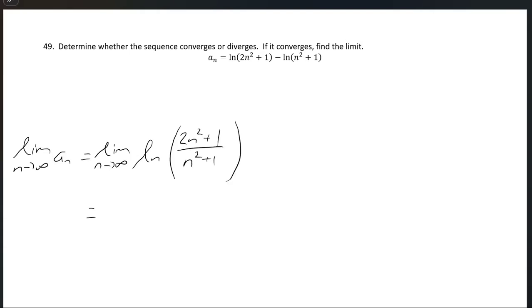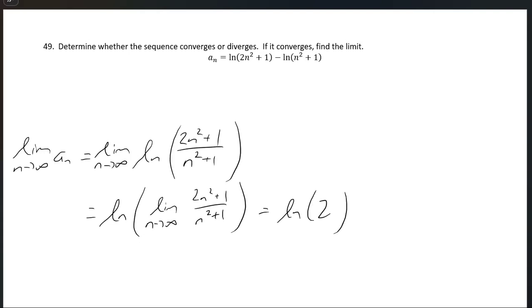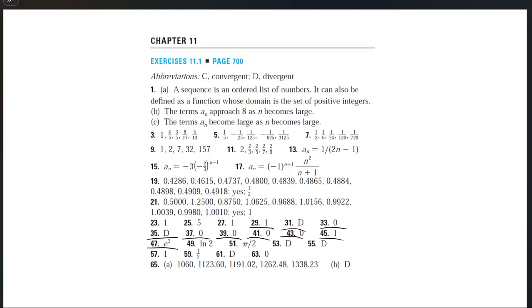Okay? And now we can apply that property, where let's take the limit of the inside first, see if it exists. This is 2n squared plus 1 over n squared plus 1. What's the limit of this guy right there? Degrees are the same. Take the ratio of leading coefficients. So it's 2. So our answer is natural log 2. Converges to natural log 2. Let's check. Yep.